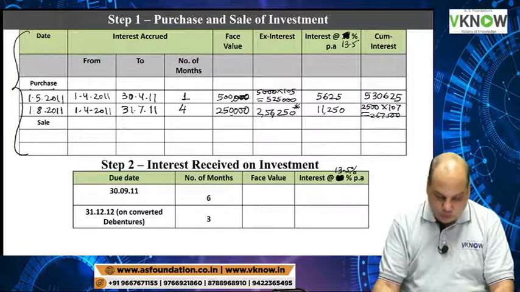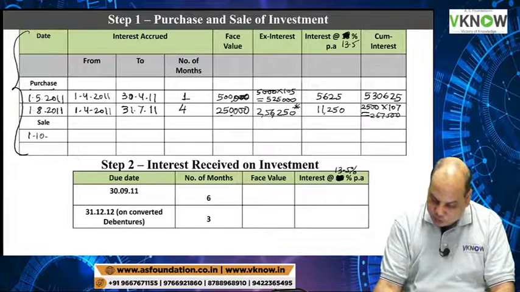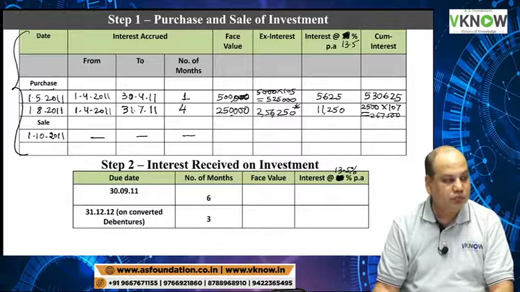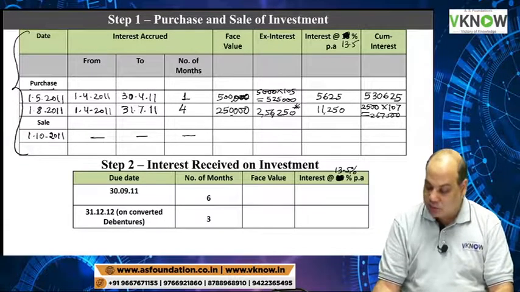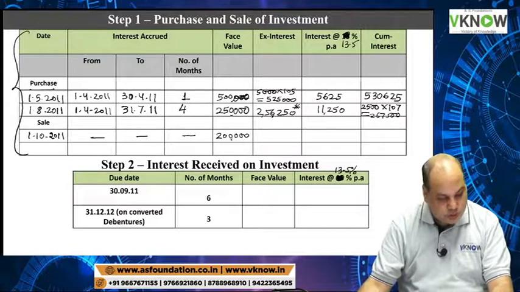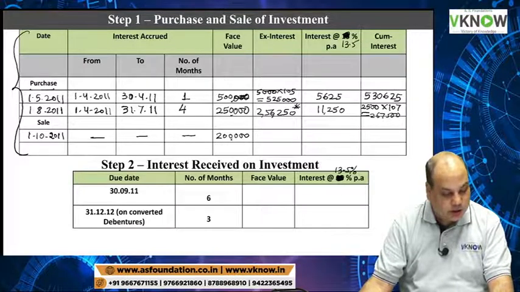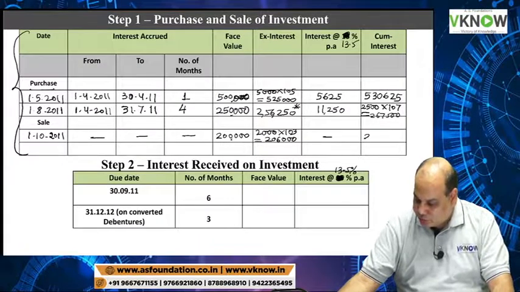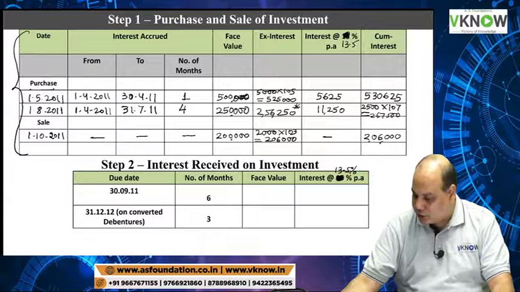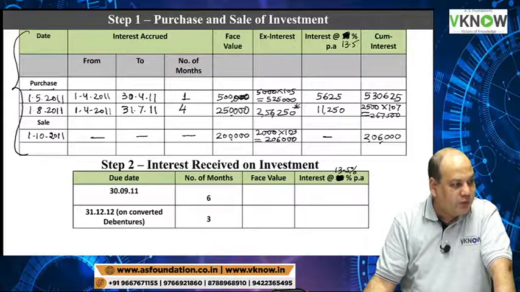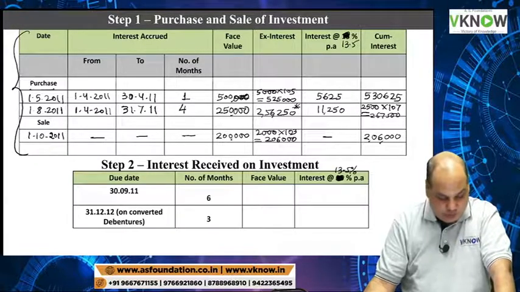Sale is on 1st October 2011. Interest will not accrue because the interest payment date is 30th September. Face value is 2 lakh, and it was sold for 103 rupees. So 2000 number into 103, that is 2,06,000. There is no interest. Interest was already collected up to 30th September. So for one day we will not calculate the interest. Is it right?